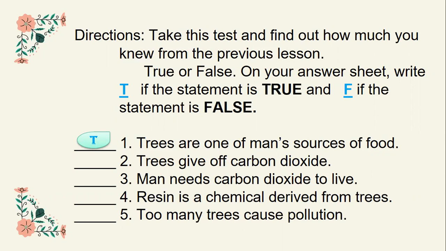Number 2, trees give off carbon dioxide. Answer? False, because trees give off oxygen. Number 3, man needs carbon dioxide to live. Is that so? Answer? Definitely false, because man needs oxygen. Number 4, resin is the chemical derived from trees.